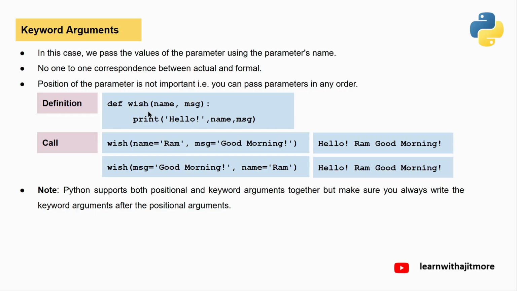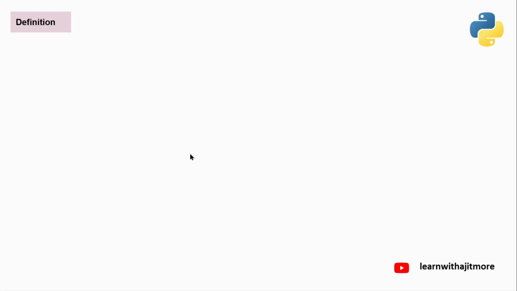And if you want to do a mix, in the definition there is no change. You will define the function like a normal function only. At the time of call, first you have to give all the positional arguments, and once you start with the keyword, all remaining should be keyword. So Python supports both positional and keyword arguments together, but make sure you always write the keyword after positional. Once you have given all the positional and you start keyword, then all remaining should be keyword arguments only. For that, I'll give you one illustration. It will be more clear.